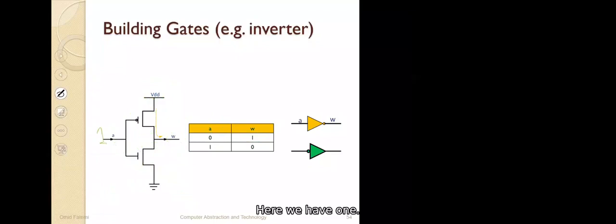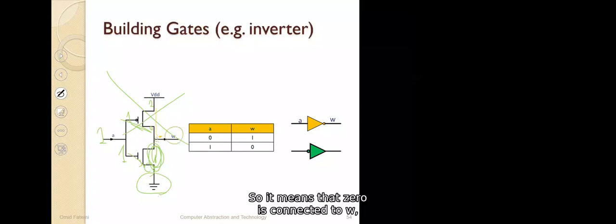When A is 1, here we have 1, and again here we have 1, and here we have 0. When there is not G and S, they don't have the same potential, the same voltage, so this would be off. So this would not conduct. This is off. But for the NMOS, here we have 1, here we have 0, so we have a 5 volt voltage here. So the NMOS will be on, and this will conduct. The switch would be on. So it means that 0 is connected to W, so W becomes 0. So when A is 1, W is 0.